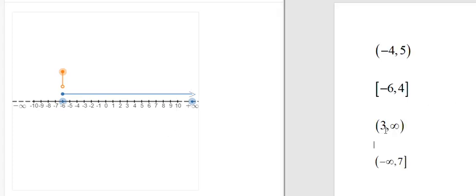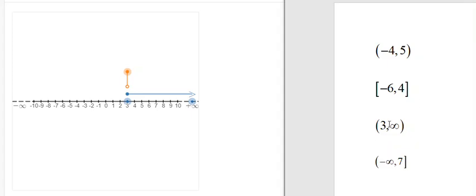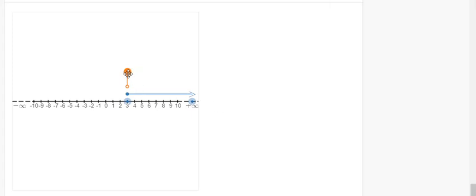Now I want to start at 3 with parentheses, so I'm going to move this all the way to 3, just like this. Now remember though, this is closed, right? So I need this to be parentheses, so I've got to take this switch and move it down to open it. So now this is a graph from 3 to infinity with parentheses at 3.